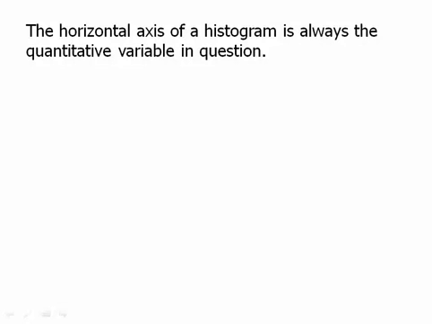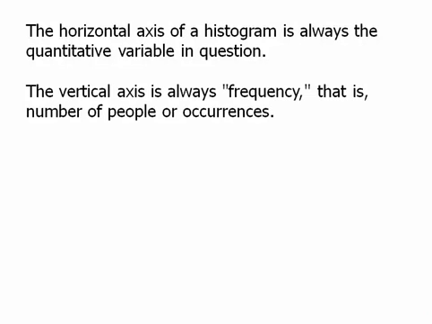The horizontal axis of a histogram is always the quantitative variable in question, the number variable that we're exploring. The vertical axis is always something we call the frequency. That is, how many people or items fall in that particular category. So for example, with the test scores, the horizontal axis was the actual scores on the exam, and the vertical axis told us how many people fell into each bucket. And we call that the frequency. How frequent was each bucket inhabited by a particular score.